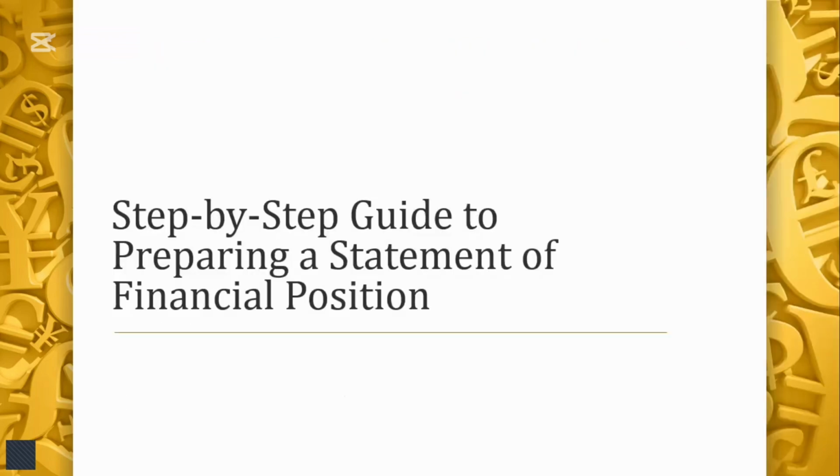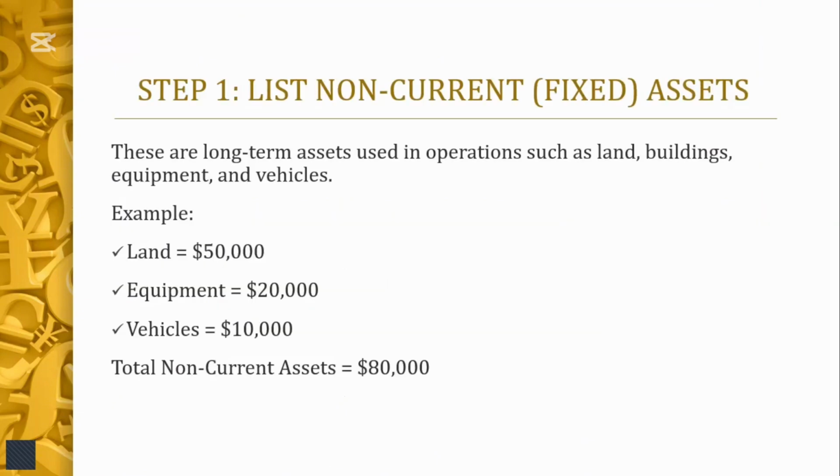We take a look at the step-by-step guide. So first of all, we have to list our non-current assets. Some of the examples that we have are land, buildings, equipment, motor vehicles. These are the assets, again, as we said, that are expected to last us for more than 1 year. So for example, if our land is valued at 50,000, equipment is valued at 20,000, vehicles valued at 10,000, we add all three of them, and we would arrive at our total non-current assets of $80,000.